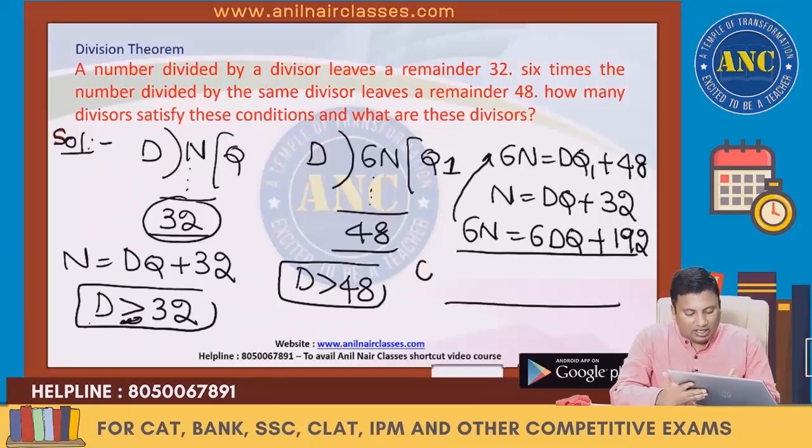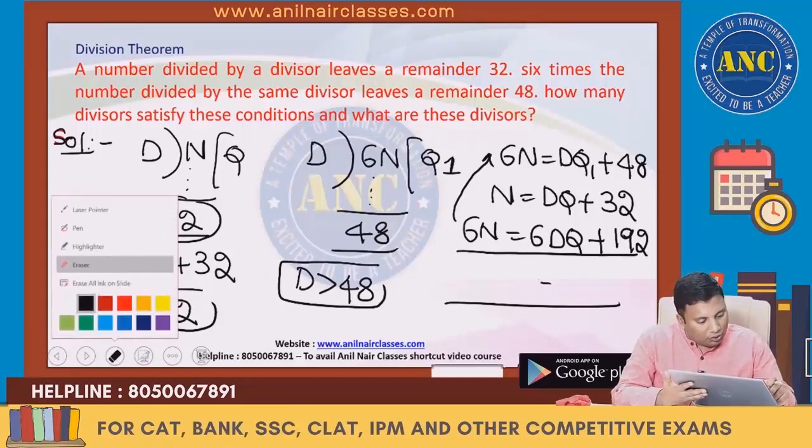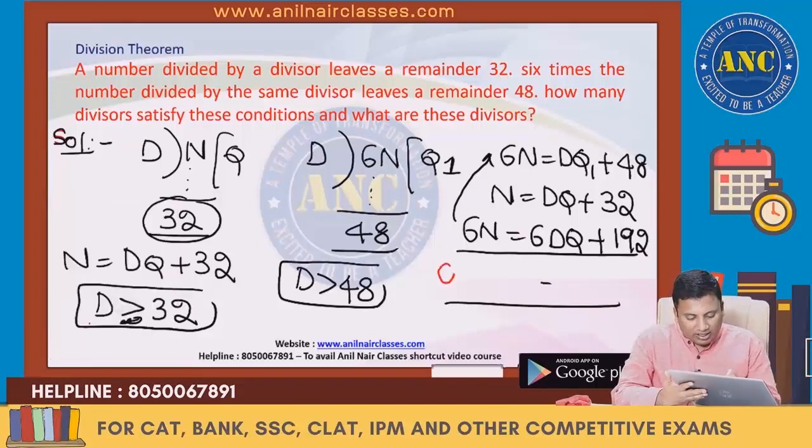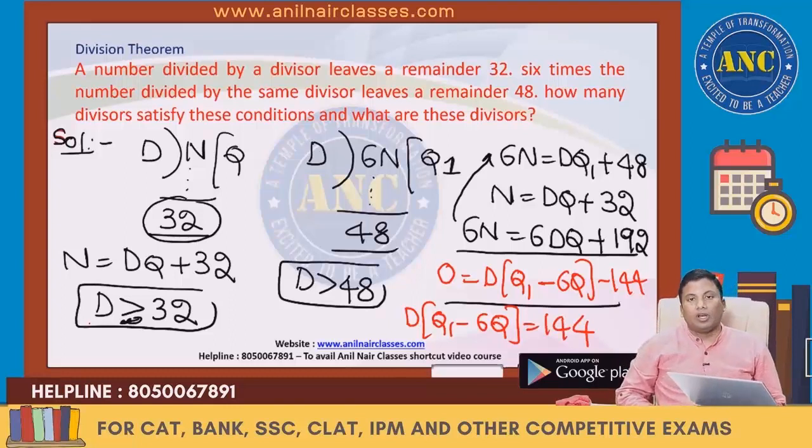6n minus 6n is 0. Or you can write it like this so that it will be very easy for us to understand. Subtract 2 from 1. 6n minus 6n is 0. dq1 minus 6dq minus 144 is 0. d into (q1 minus 6q) equivalent to 144. I hope it is clear.